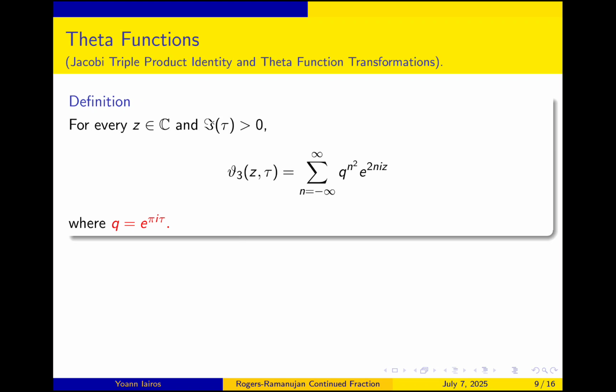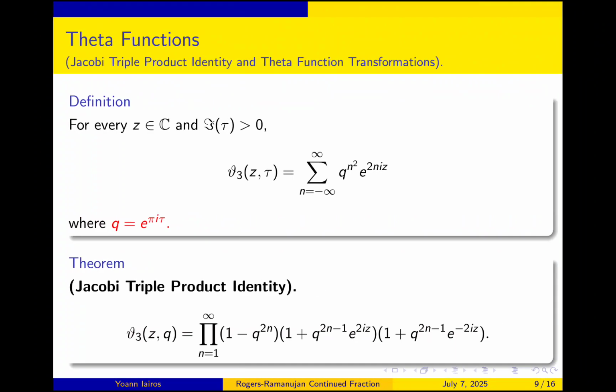Perhaps the most important result in the theory of theta functions is the Jacobi triple product identity, which gives a product representation for the theta functions. And if you have heard of Euler's pentagonal number theorem, it's actually a particular case of the Jacobi triple product identity. And actually the Jacobi triple product identity encloses surprisingly a lot of information.